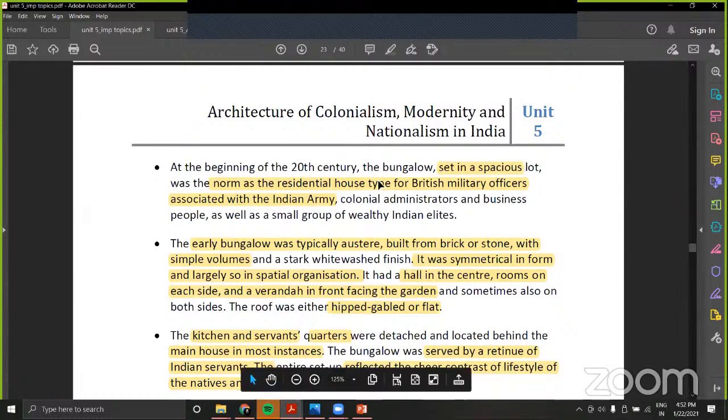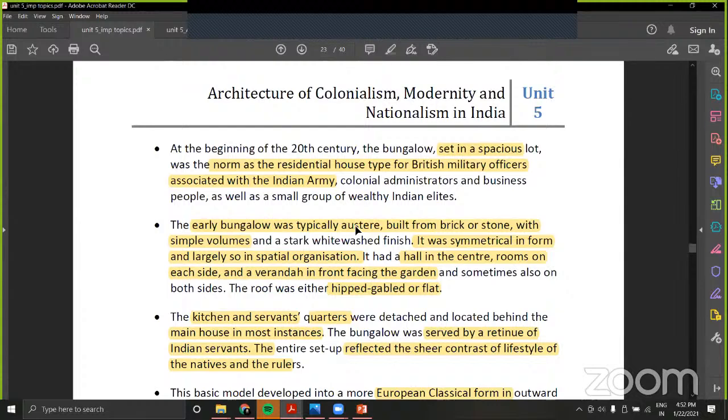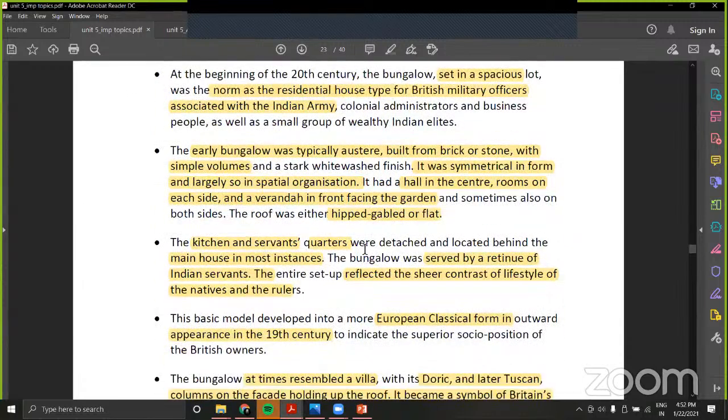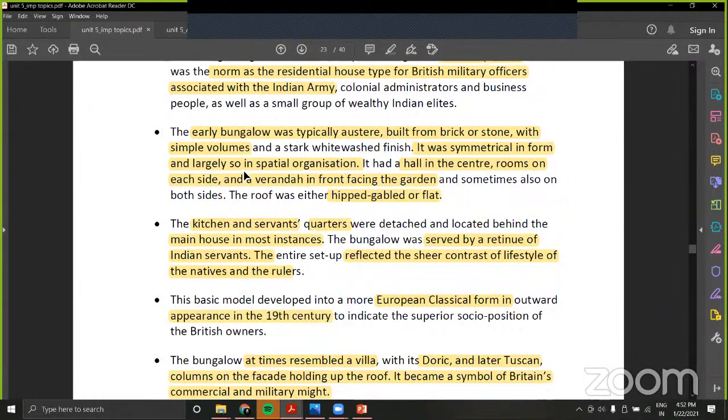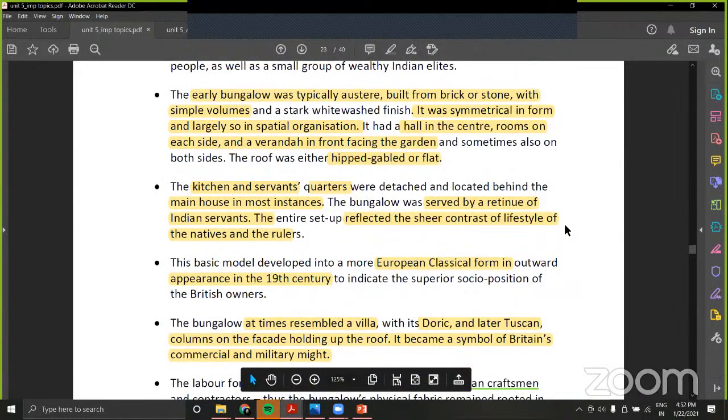So, the bungalow was a residential house type for British military officers associated with the Indian Army. The early bungalow was typically built of brick or stone with simple volumes. It was symmetrical in form and largely in space and organization. Hall in the center, rooms on each side, and a veranda in front facing the garden, and sometimes also on both sides, as we all discussed. Kitchen and the service quarters were detached and located behind the main house in most instances. The bungalow was thus a reunion of Indian servants. The entire setup reflected the sheer contrast of lifestyles of natives and the rulers.